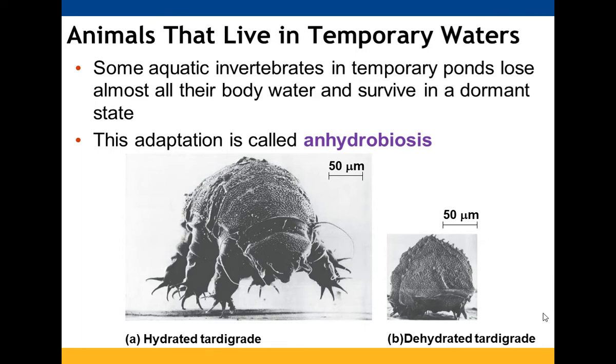And this is just a pretty wild one. There are aquatic invertebrates that might exist in ponds that aren't there for an extended period of time. And when that happens, they will lose pretty much all of their body water and survive in a dormant state. And then that is a tardigrade. And you can see the hydrated and dehydrated forms. And this adaptation is called anhydrobiosis.